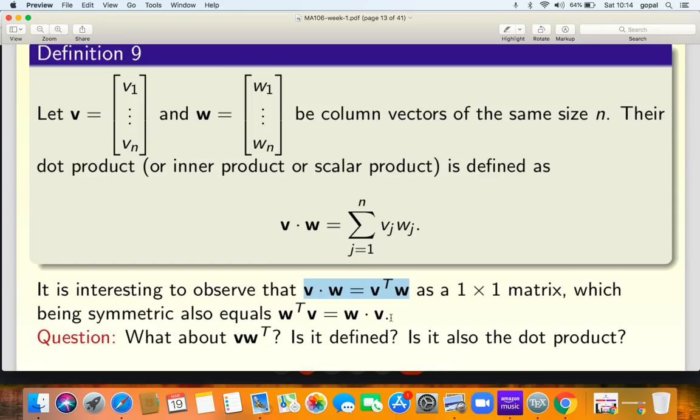Is this also the dot product? The answer is no, because the dot product is supposed to be a scalar, a real number, whereas VW transpose is a matrix with n rows and n columns. So it will not be a dot product.